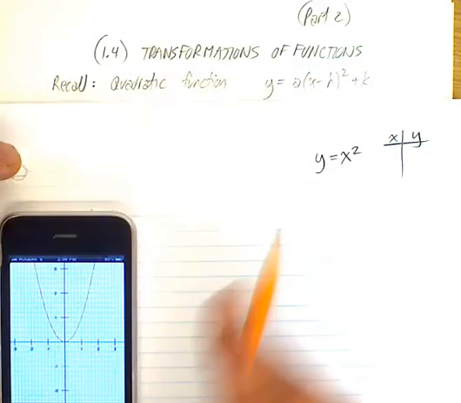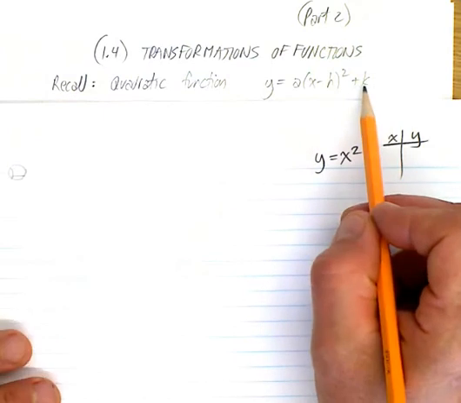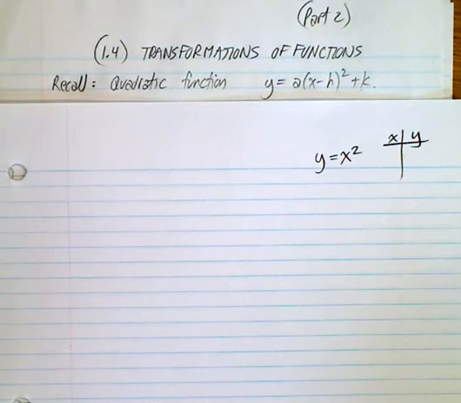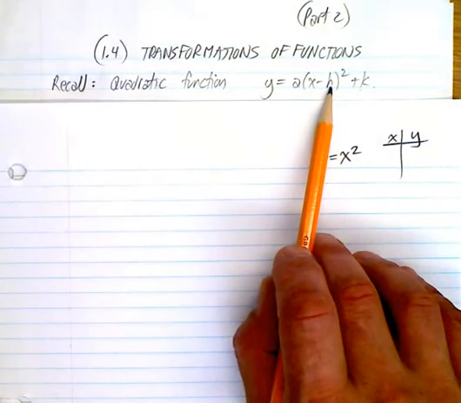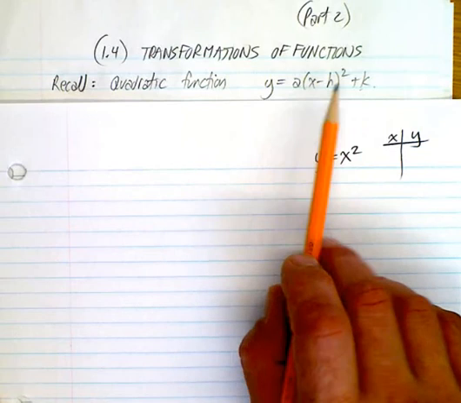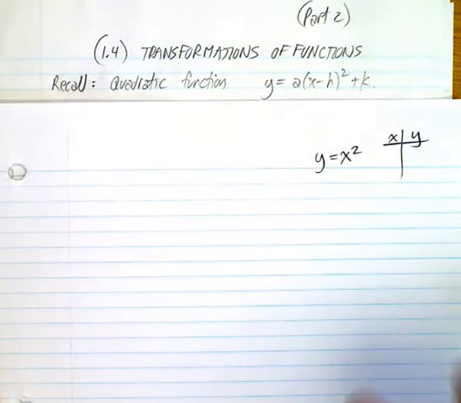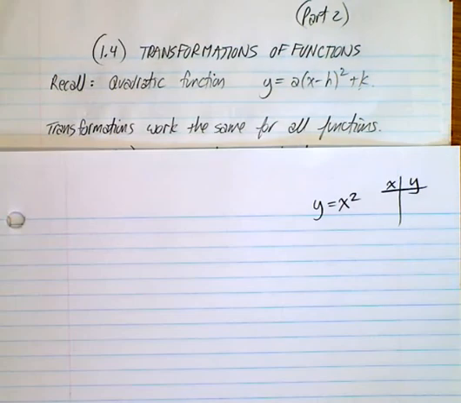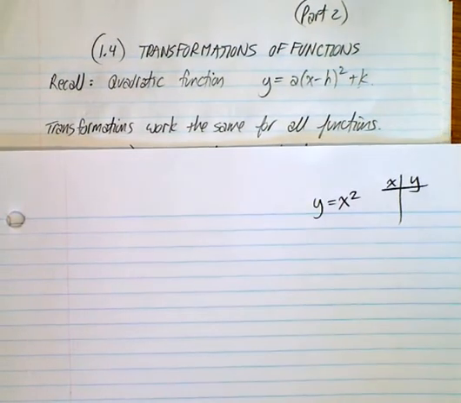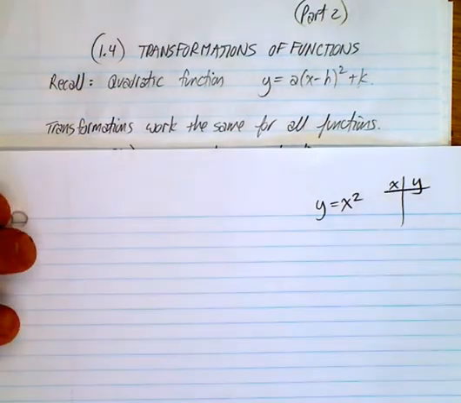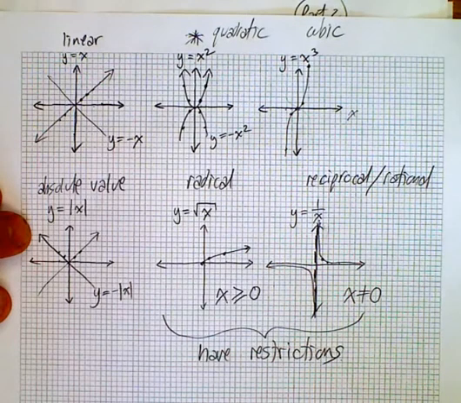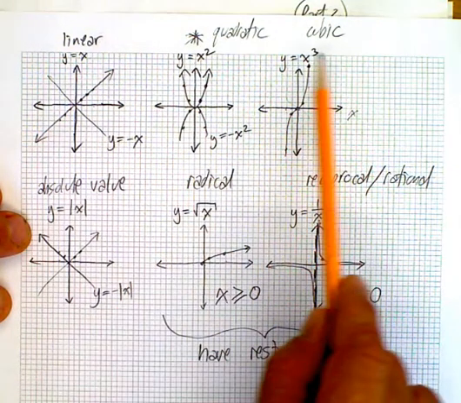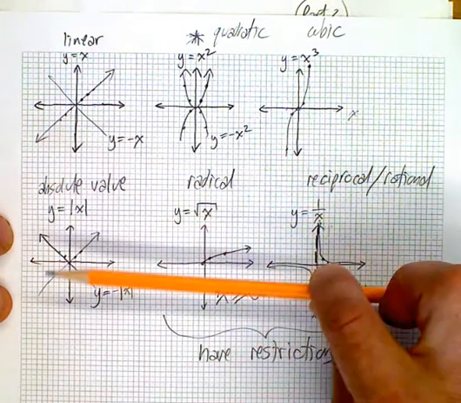Remember that we transformed it as well. The k at the end moved it up or down, the h in the middle on the x moved it right or left, and then the a value here changed the shape. Now the cool thing is that transformations work the same for every single function, regardless of which one it is. Remember, we looked at these 6 functions in the last section. If I add 2 at the end of this, these original functions just go up 2, right?